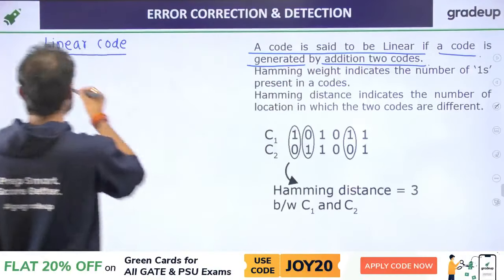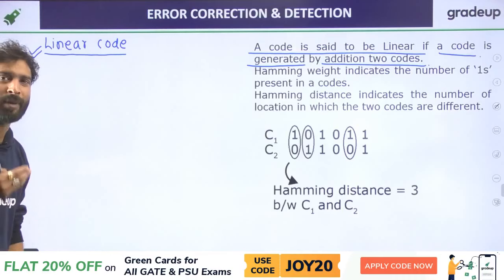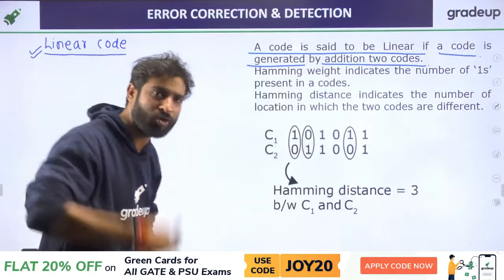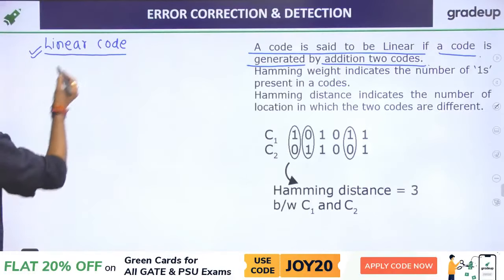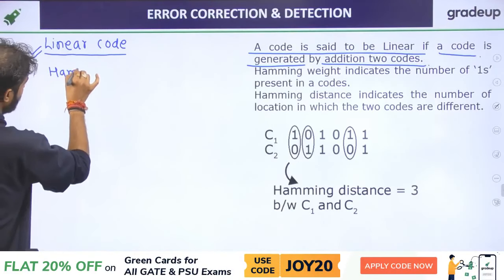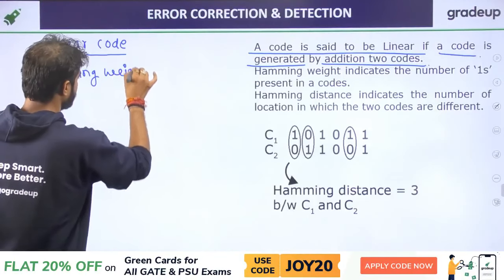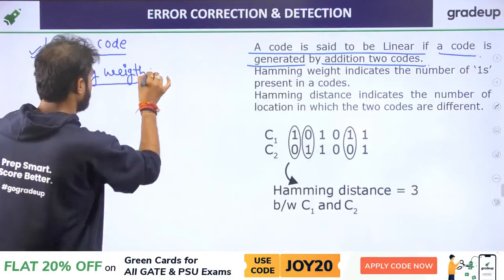So we are all now aware of the linear code. If any code is generated by the addition of two codes, then that code is called a linear code. The second one is the Hamming weight. The second definition you should remember is Hamming weight. What is Hamming weight?